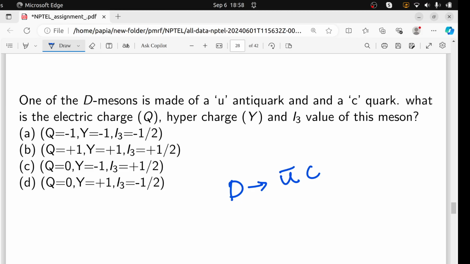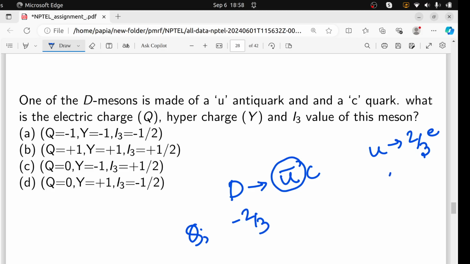So what is electric charge? Okay, very good. Electric charge is simply an additive quantum number, right? So for U bar, what is the Q value for U bar? For U, the Q value is 2 by 3 E, right? So if it is 2 by 3, then U bar will be minus 2 by 3. And C also has 2 by 3 E. So you can see that charge is minus 2 by 3 plus 2 by 3, that is 0.